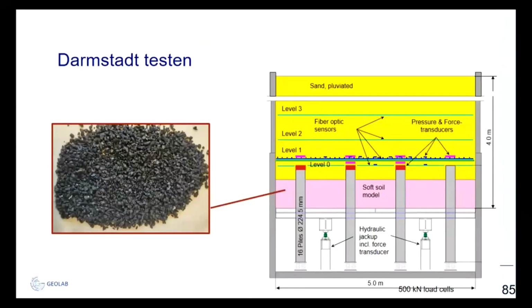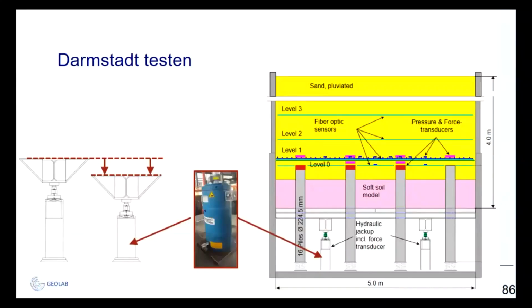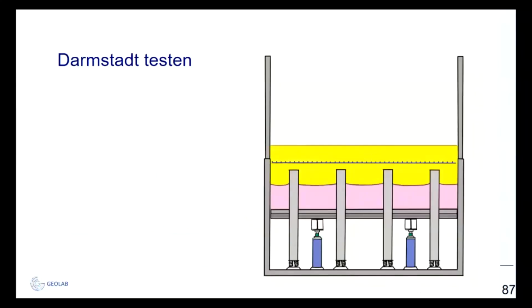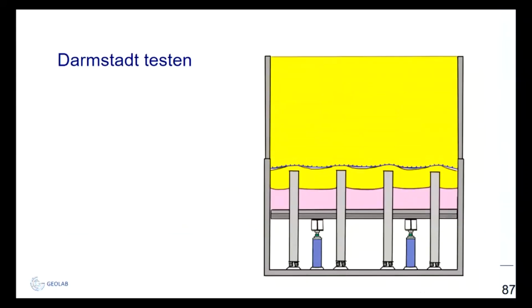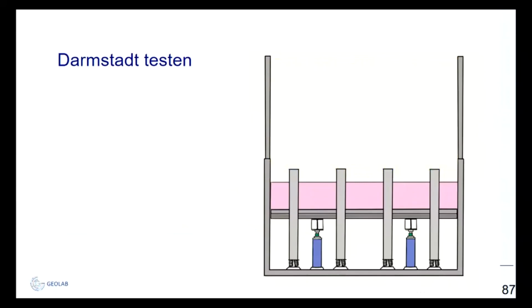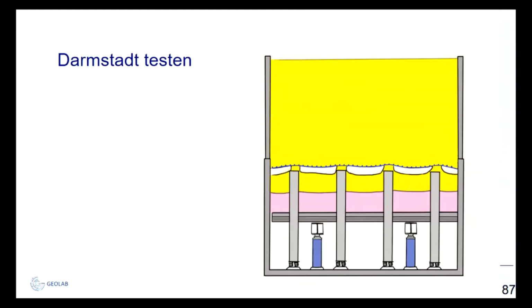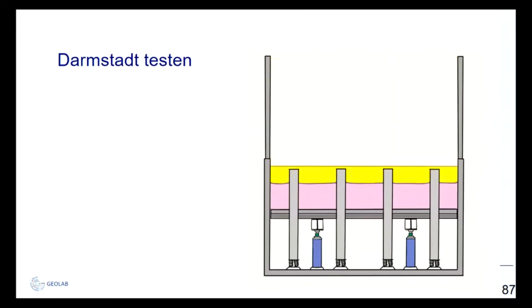Here we have the pink layer. We have a rubber, a granular rubber that's able to give some support, but will also deflect. And below that, we have some hydraulic jacks, and we can lower it. And that works as follows. We will first install the sand layer, and then we will decrease the level of the low steel plate, the bottom steel plate where the rubber lies on.